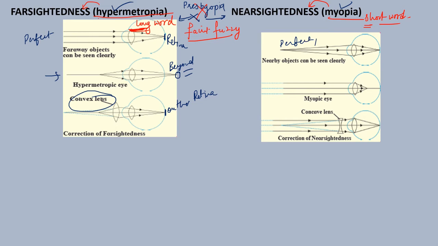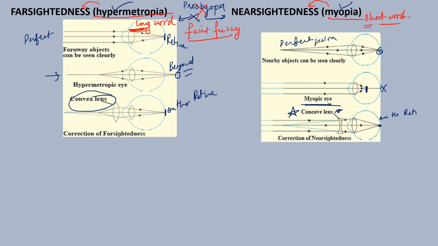There is no problem here. All right, because the image is formed on the retina. But in this case, you can see the image is not formed here. It is not formed here. It is formed before that. All right, so this is called a myopic eye. So what is the correction here? We use a convex lens in front of the eye so that again the image is formed on the retina.